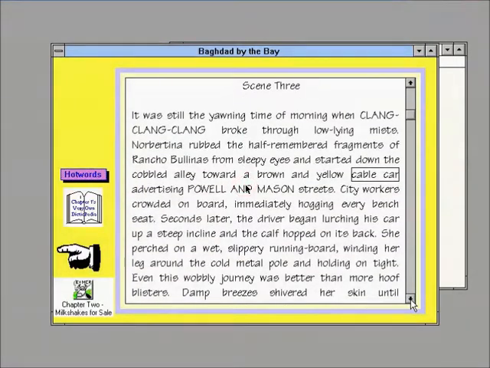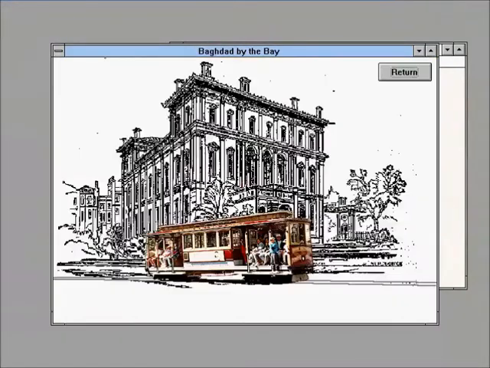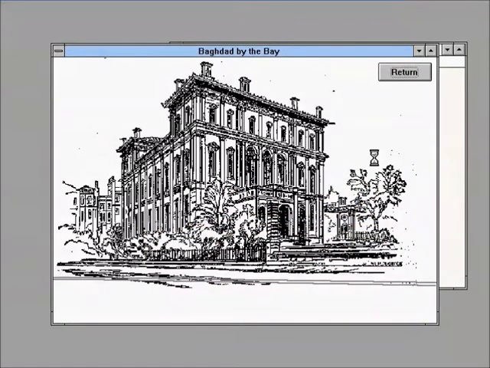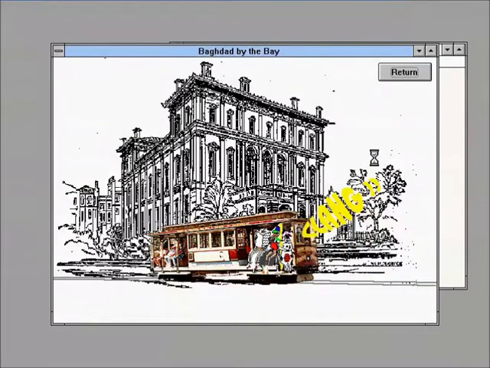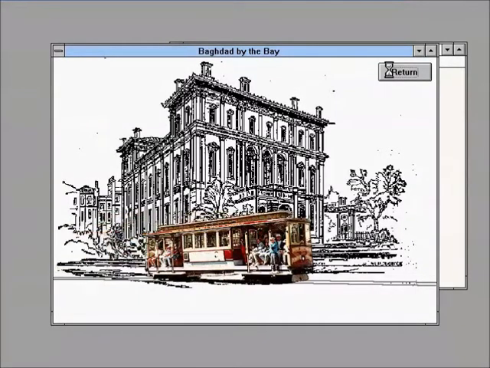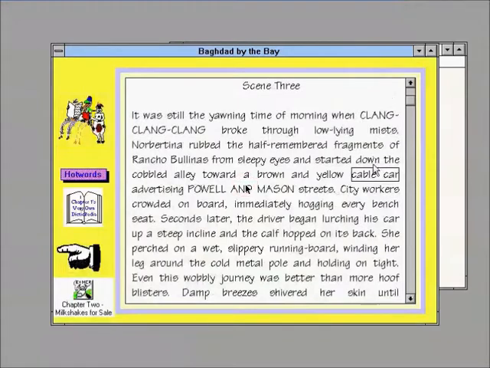It's still going. Okay, now it's finished. Okay, cable car. The word art is a nice touch. Too bad it's kind of looping. Okay, let's go back before this game glitches.